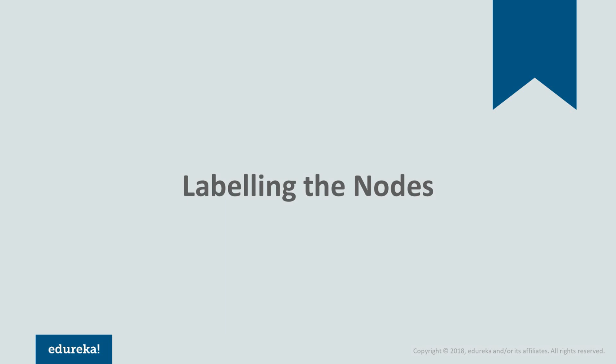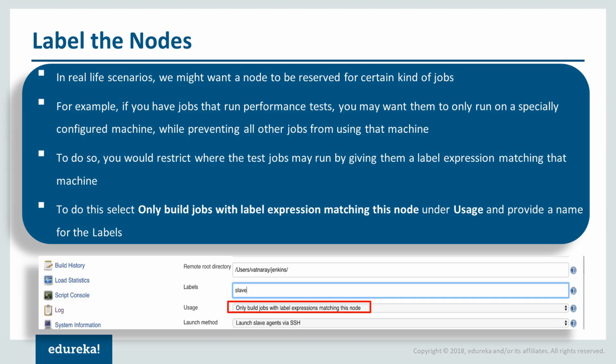Labeling. As we have spoken, labeling the nodes is a way of grouping multiple nodes under a single umbrella. So in real life scenarios, we might want a node to be reserved for certain kinds of jobs. The best example is if you have different platforms or different build tools. So for example, if you have jobs that run performance tests, or jobs for compiling, or jobs only for deployment, those are the kind of things for which you want to have different nodes configured, and you may want them to only run on a specially configured machine while preventing all other jobs from using that machine.